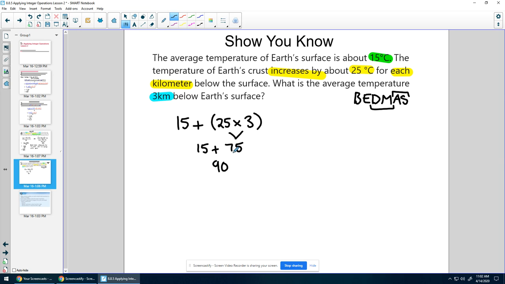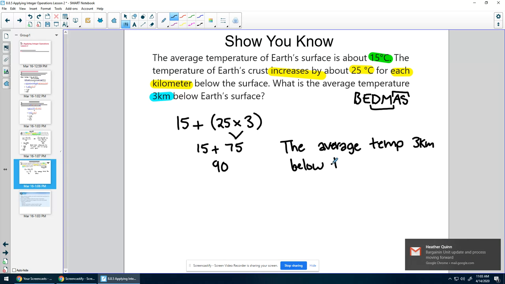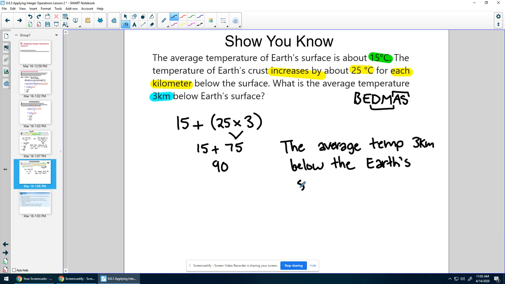So what is the average temperature 3 kilometers below the Earth's surface? Sentence: The average temp 3 kilometers below the Earth's surface is 90 degrees Celsius. Boom, we are done.